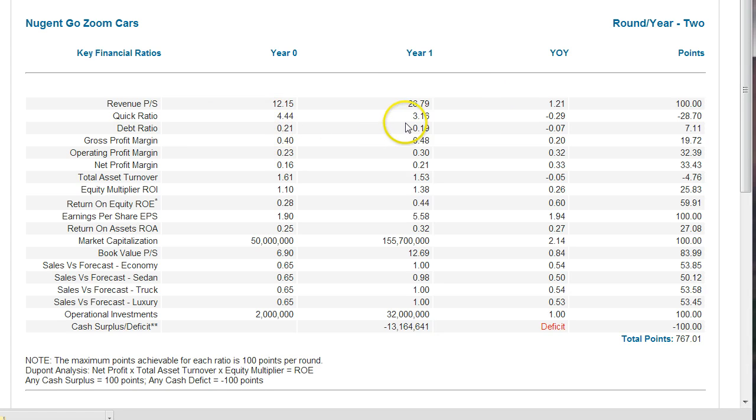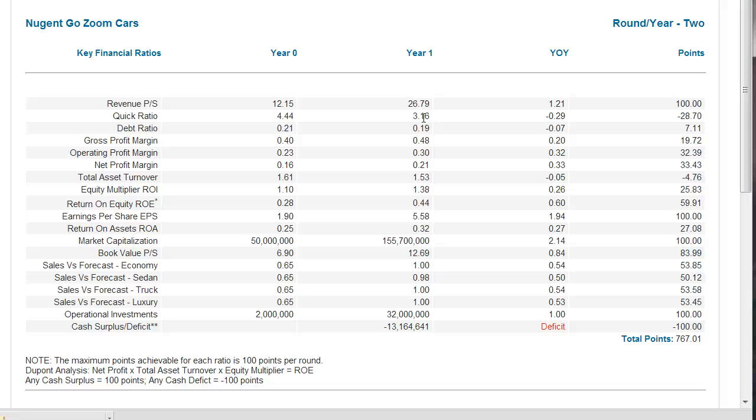Now for my quick ratio and debt ratio, my quick ratio went down, which means I borrowed money and I have more debt, more current liabilities than current assets. So since my quick ratio went down, I lost some points. My debt ratio, actually, as a total of the company, decreased, and that is an increase. So this is the quick ratio. You always want this to be higher because the higher the quick ratio, the more current assets you have as a multiple of the current liabilities.